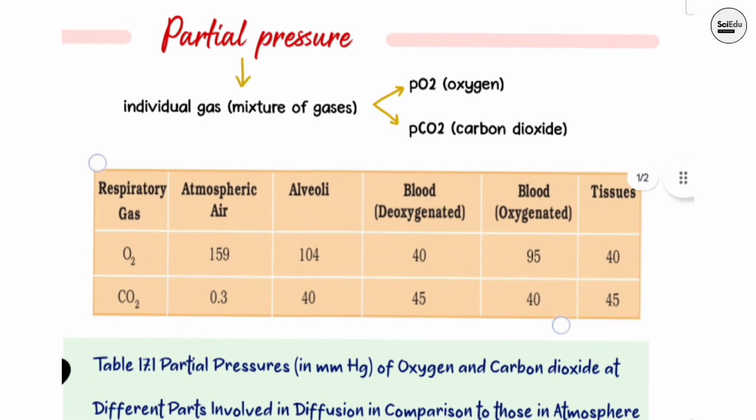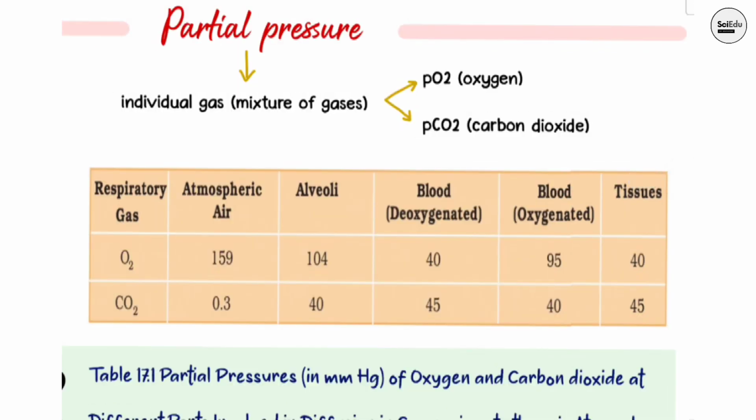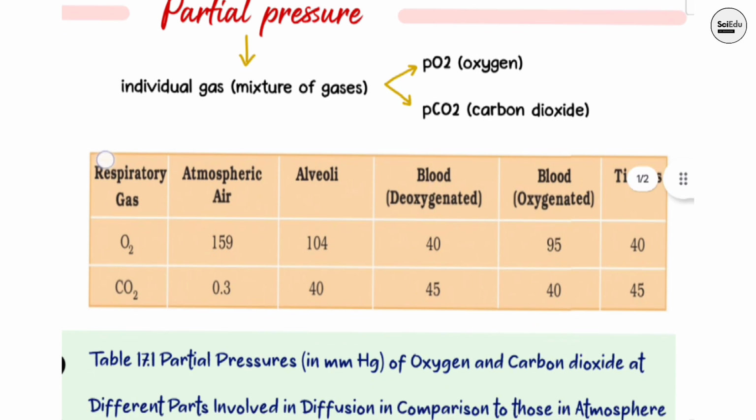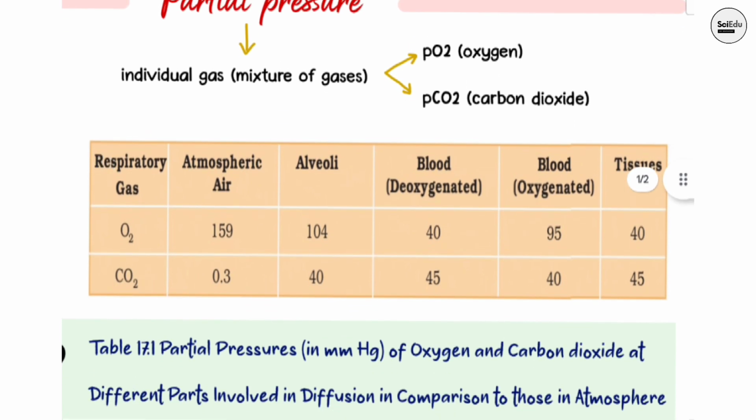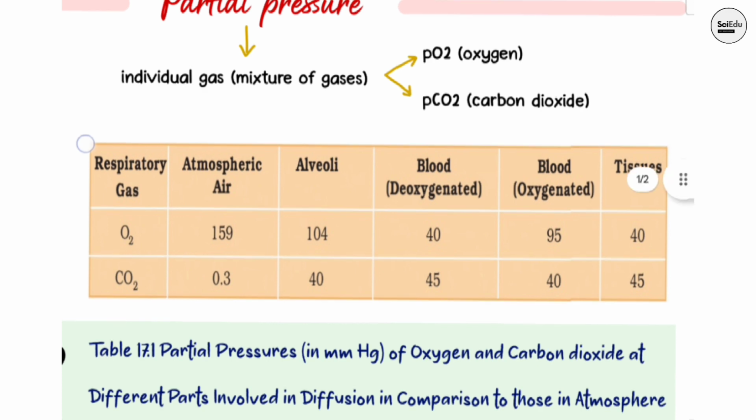Pressure contributed by an individual gas in a mixture of gases is called partial pressure and is represented as PO2 for oxygen and PCO2 for carbon dioxide. Partial pressures of these two gases in the atmospheric air and the two sites of diffusion are given in Table 14.1 and in Figure 14.3. The data given in the table clearly indicates a concentration gradient for oxygen from alveoli to blood and blood to tissues.